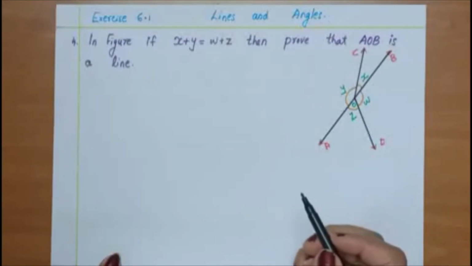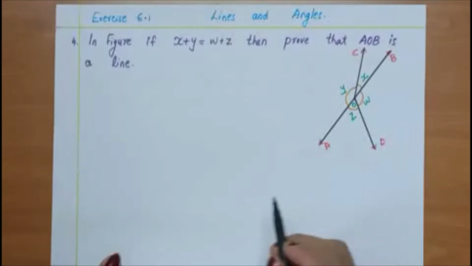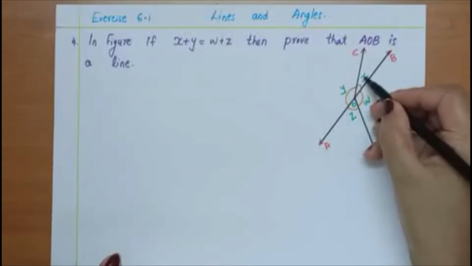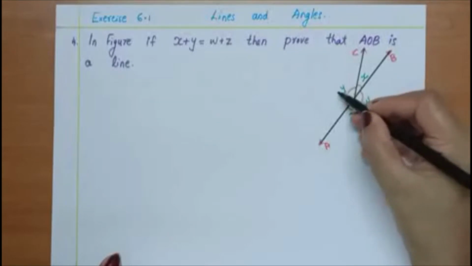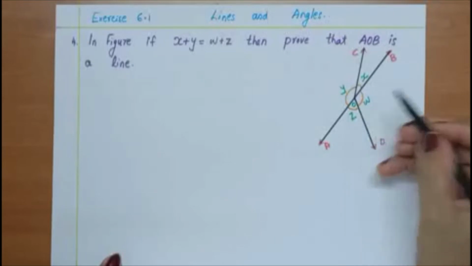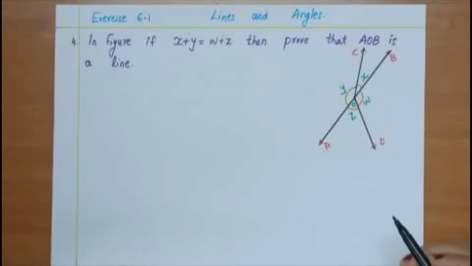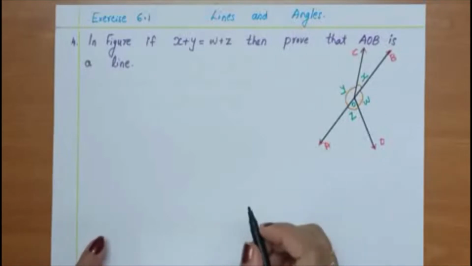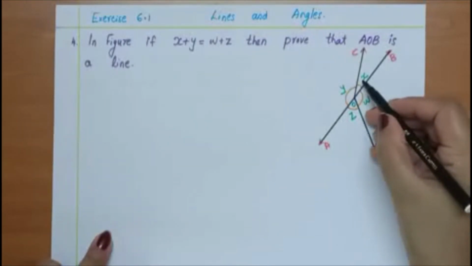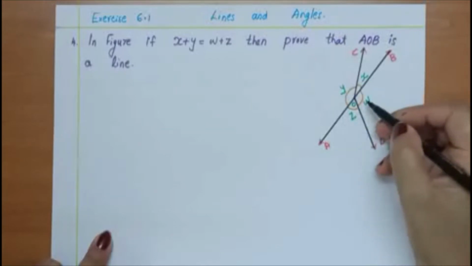We know that the measurement of a straight line is 180 degrees. So x and y, these two angles, are on one side of the line AOB, then z plus w will be on the other side of the line AOB. But we don't know if they are a straight line or not, so we have to prove that. Here we are given angles x, y, z and w.